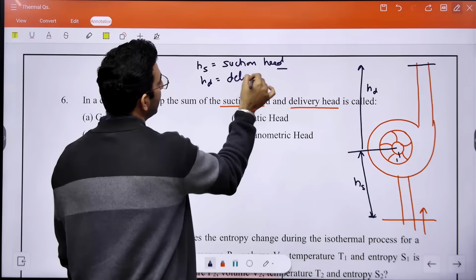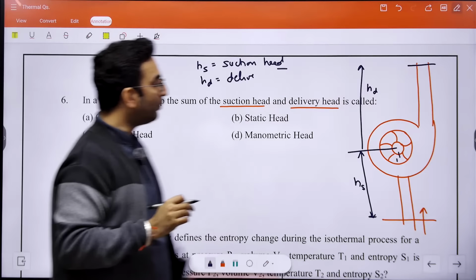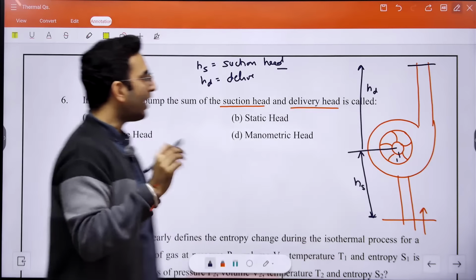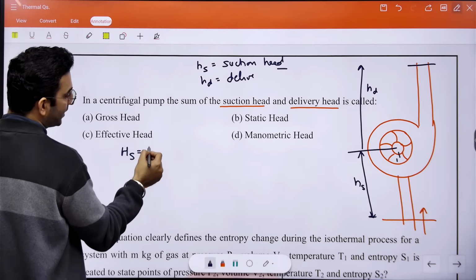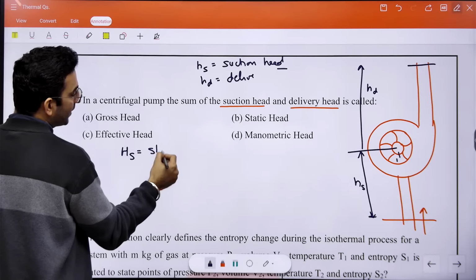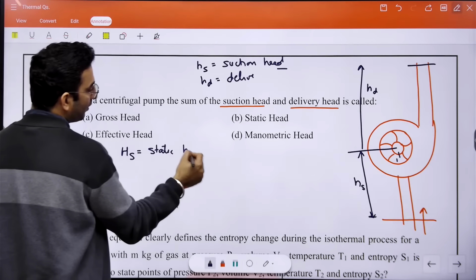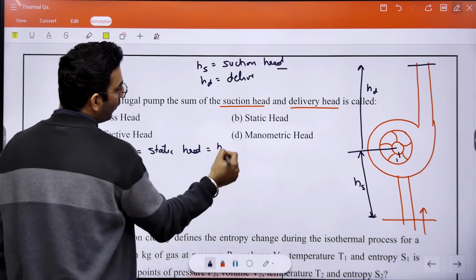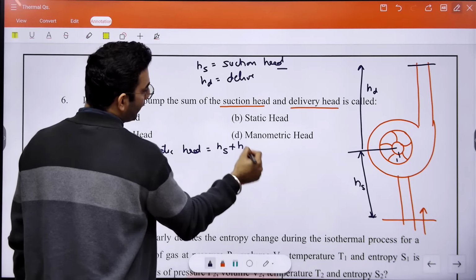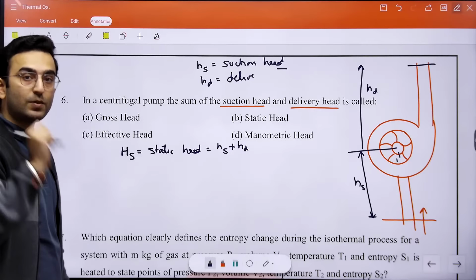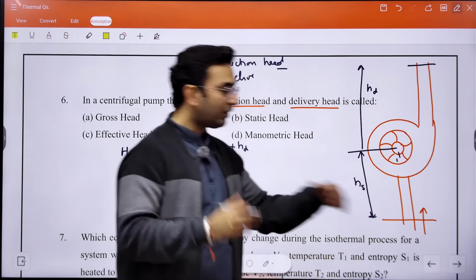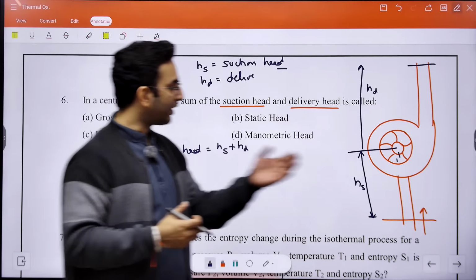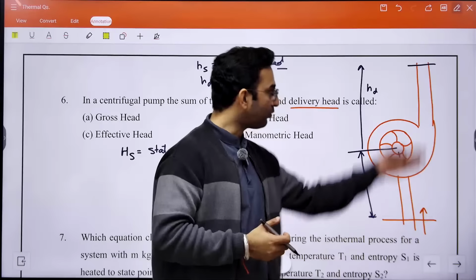So here you can see, in order to lift the water from the bottom to the top, we have to provide a certain amount of energy, which is known as Hs here. So Hs is nothing but the static head, which is the sum of suction head plus delivery head. But there is a problem, because water requires some energy to flow from the bottom to the delivery tank here.